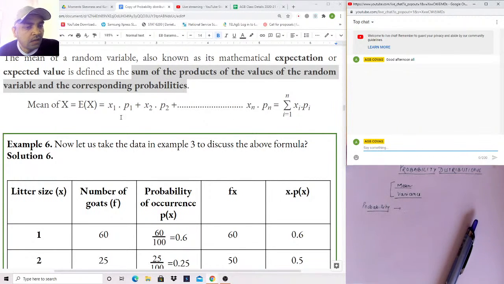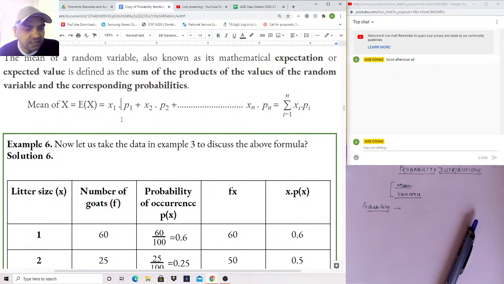What I have highlighted, the sum of the products of the values of the random variable and the corresponding probabilities, what does it mean in mathematical notation? The mean of x, or the expectation of x, is equal to: if this is the first random variable, multiply the probability of the first random variable with its value, and if it is the second random variable value, multiply its corresponding probability with it, and so on. The summation of this, that is adding all these, will constitute the mean of the data.